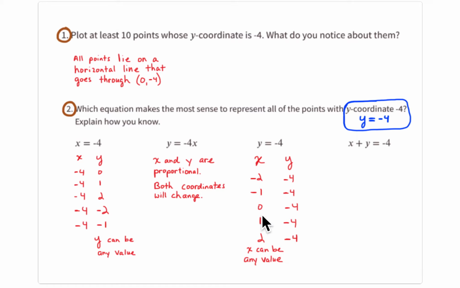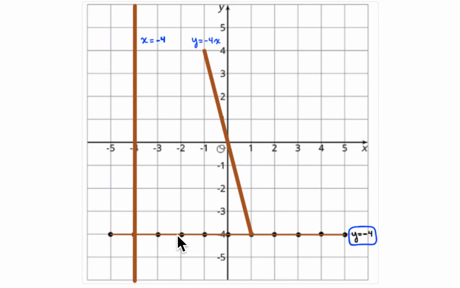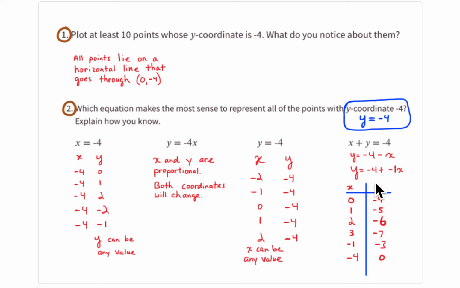So you're moving along the x-axis, whatever point you choose for x, you always end up moving in the negative direction 4 units, so to -4 along the y-axis. So you always move to this line. So y is fixed at y equals -4, and that is the equation for this line. And the last one, x plus y equals -4.